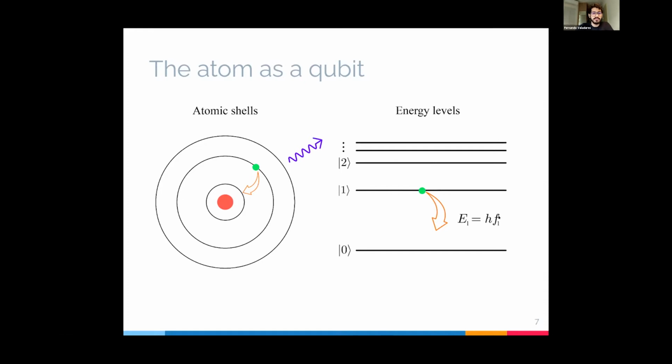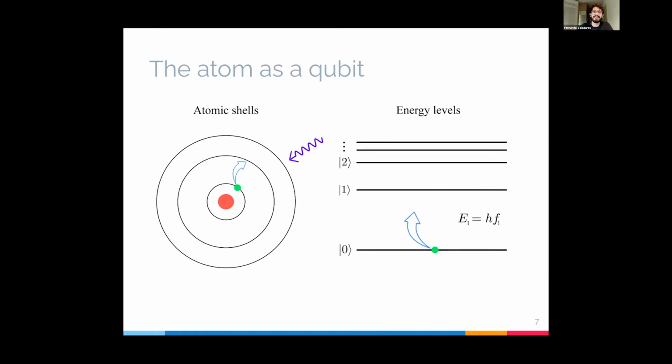You can also do the reverse path. Instead of waiting for the electron to decay to the lower shell, you can shine a laser, for example, a laser with a tuned frequency on the atom, and this electron is going to absorb the photons and jump from 0 to 1, doing the reverse path. The frequency here is very important because the frequency of the laser must match this energy here, otherwise it will not do the jump.